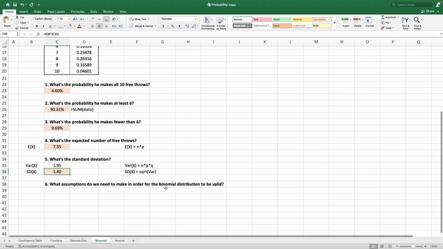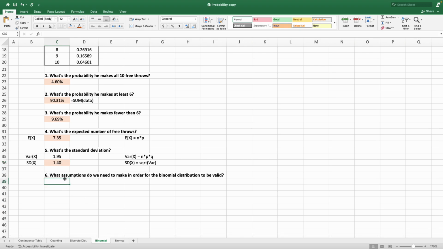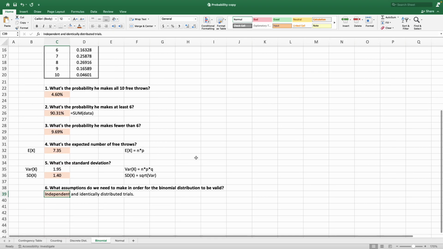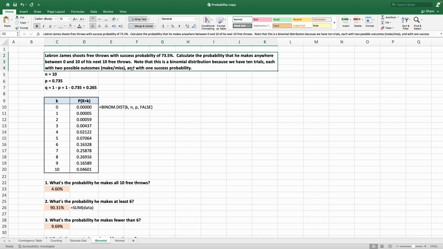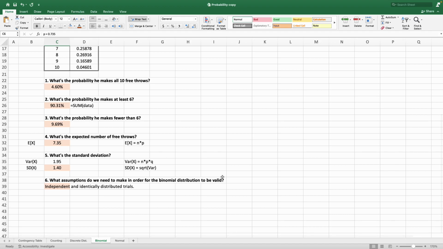Okay, and then what assumptions do we need to make in order for the binomial distribution to be valid? That's just that we need independent and identically distributed trials. So what does independent mean? It just means whether he makes that first free throw does not affect the chance that he makes the next free throw and so on. And identically distributed just means that there are still only two outcomes. It's either make or miss. And there's just one success probability throughout all of the trials. It's always going to be 0.735.